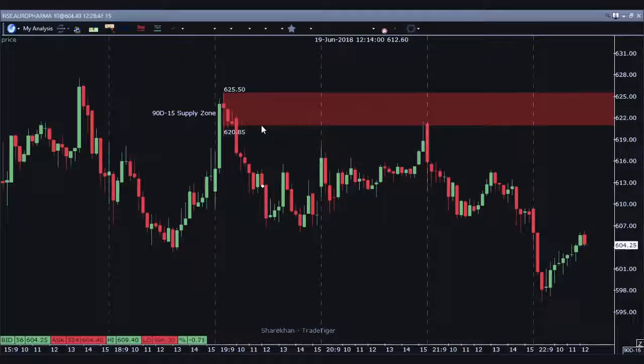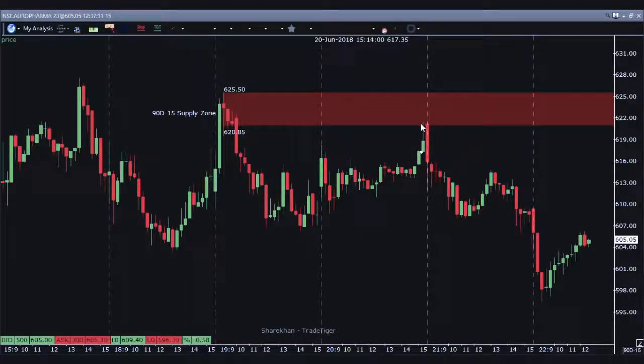So I placed a sell order at 620.85, kept my stop loss at 625.50. Looking at this price chart, I know that $620.85 is a price where novices are going to be buying. Why? Because at that price, they will be buying after a rally in price. And secondly, they will be buying at a price level where supply exceeds the demand. So that's the price I go short.